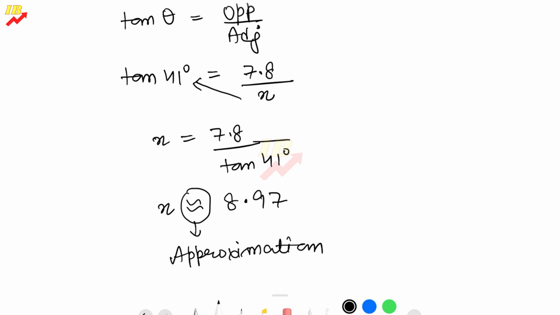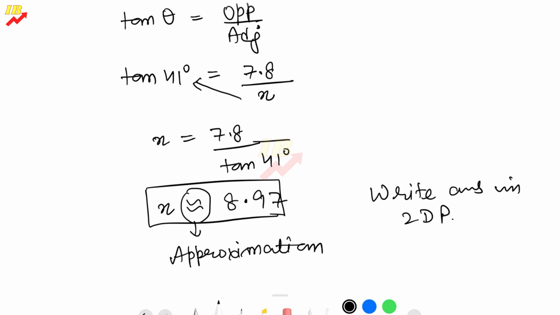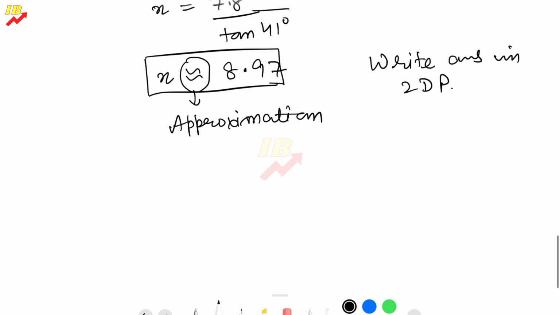8.97. I'm just taking it to two decimal places because many times in the question they are going to write: write your answer in 2dp. 2dp stands for two decimal places, or they can write it in three decimal places. So you need to round it off and then finalize your answer with an approximation sign. That is a must thing. You always need to write that. So that's your answer. That's how you are supposed to solve it in exam.